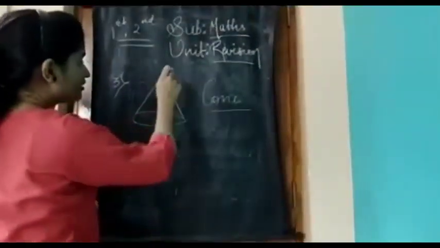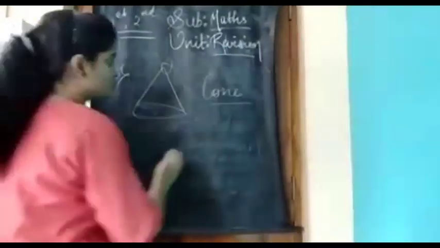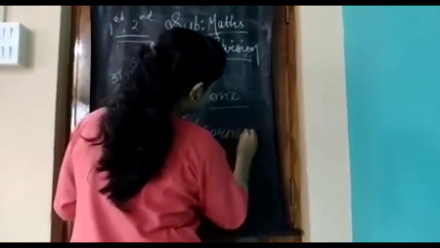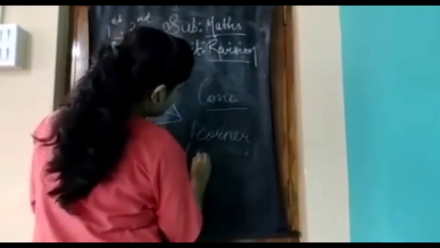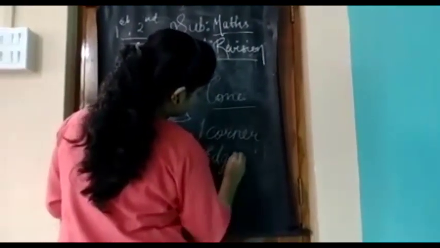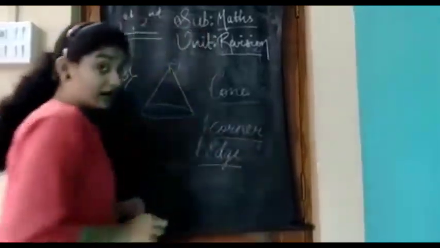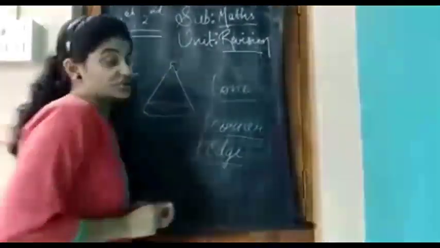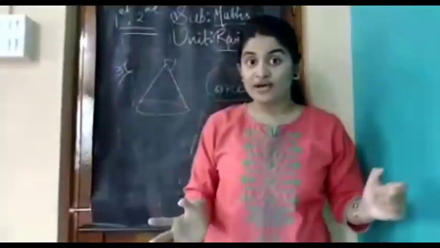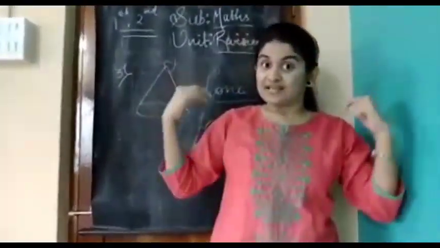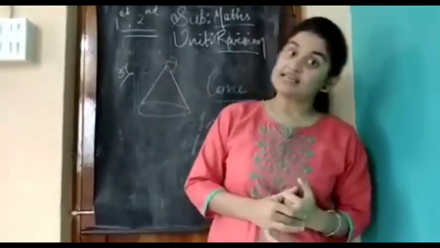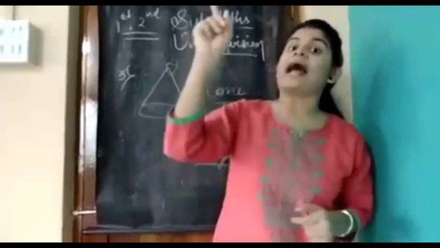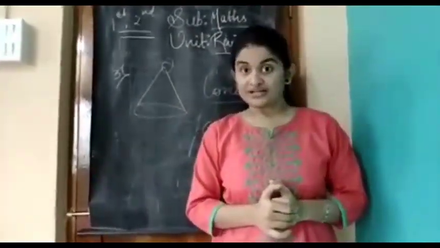So this is corner and this is edge. It has one corner and one edge. Understood? One corner and one edge. So students, you must be wearing birthday party caps in a birthday party, right? Yes. So that cap also has one corner and one edge. Understood?